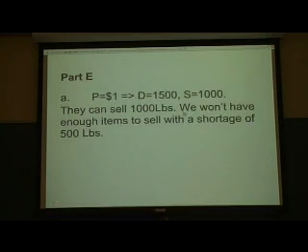For part E, the price will be $1. The demand will be 1,500, but the supply is only 1,000. They can sell 1,000 pounds, but won't have enough items to sell, with a shortage of 500 pounds.